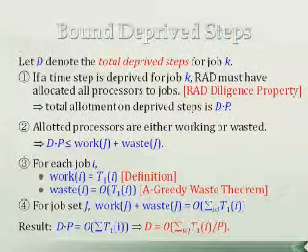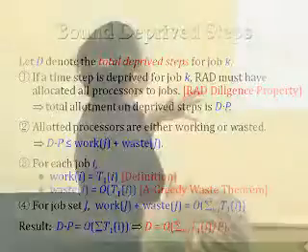So we only need to bound the total number of deprived steps. Here we go. We want to bound the total number of deprived steps. Let's use D to denote the total number of deprived steps for this job K. So according to RAD's diligence property, we know that if a time step is deprived for job K, then RAD must have allocated all processors to jobs. So the total allotment on deprived steps is at most D times P. Yes, it's at most D times P. Thank you, to be precise.